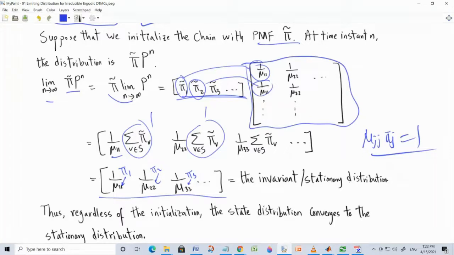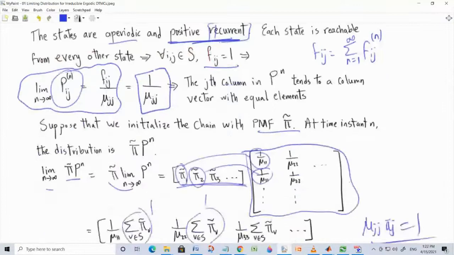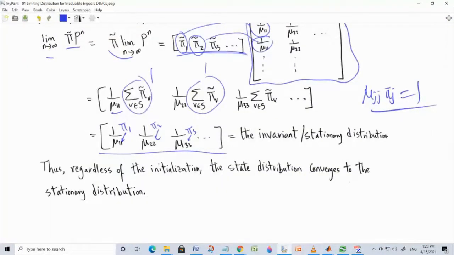Okay, but now we are saying something else. We are saying that what if you just initialize with any arbitrary distribution? So for this class of DTMCs, the class of irreducible ergodic discrete-time Markov chains, something very interesting will happen. You start with any distribution, but you will converge. After a large number of steps, okay, how large is large? It will depend on the chain itself. But after a large number of steps, the state distribution will converge to the invariant or stationary distribution of the chain. So even if you initialize it in any distribution, sooner or later you will find that the PMF is almost like the invariant distribution.